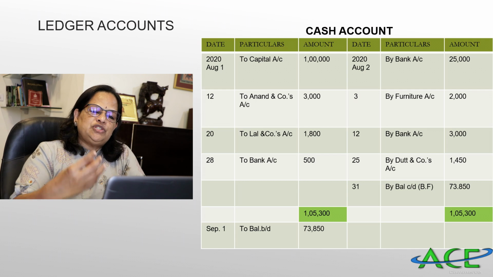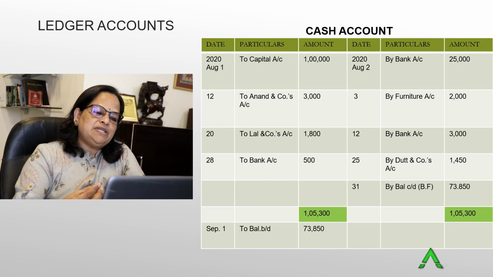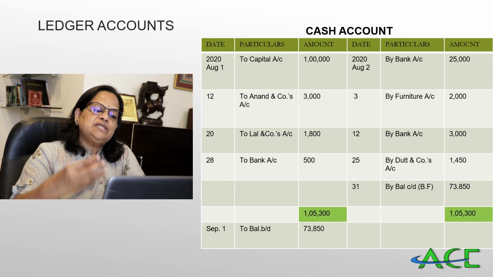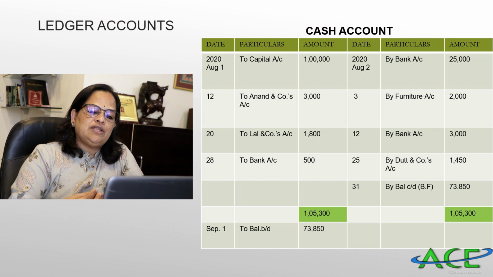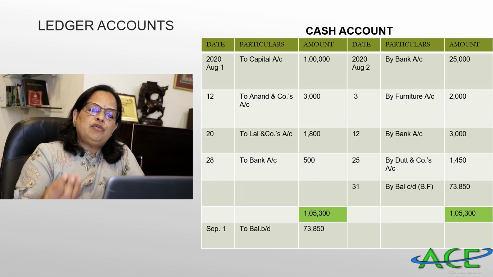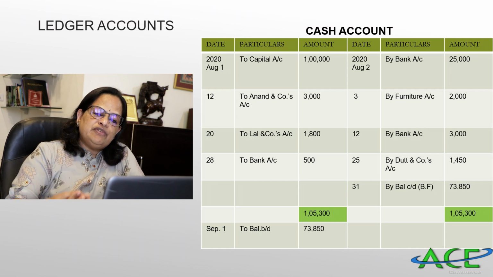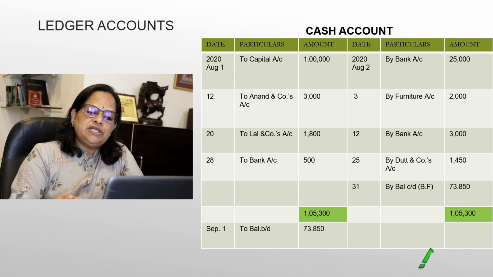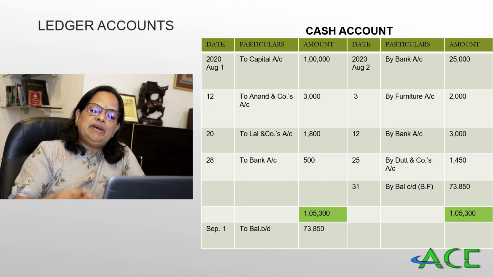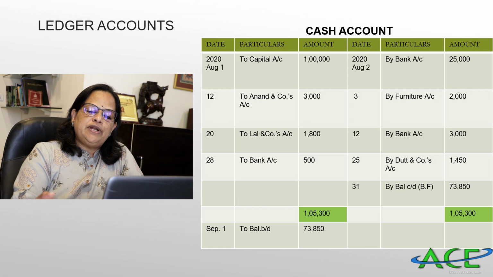In the question it is mentioned that when he started the business with 25,000, he deposited it in the bank. So by bank 25,000. August 3rd, he bought furniture for 2,000. So by furniture 2,000. August 12th, by bank again 3,000. August 25th, by Dutt and Company's account 1,450.